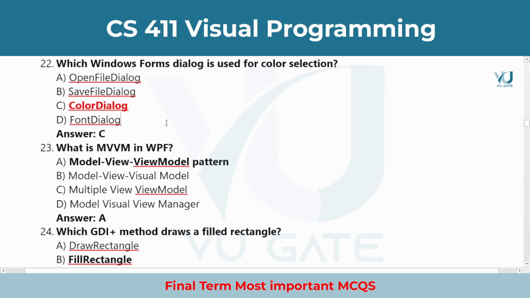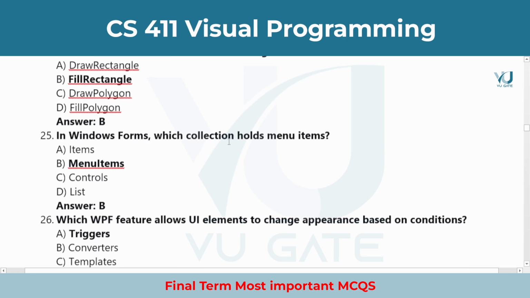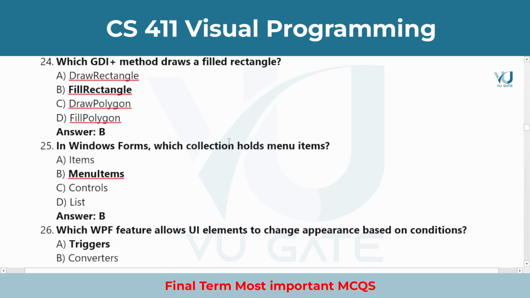Question 23. What is MVVM in WPF? The correct answer is option A, Model View ViewModel pattern. Question 24. Which GDI+ method draws a filled rectangle? The correct answer is option B, FillRectangle.